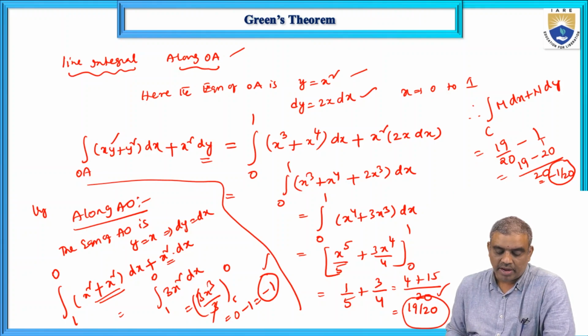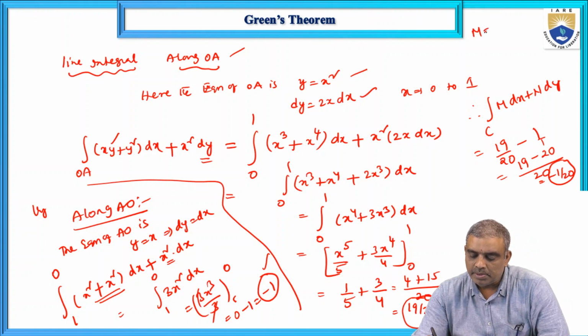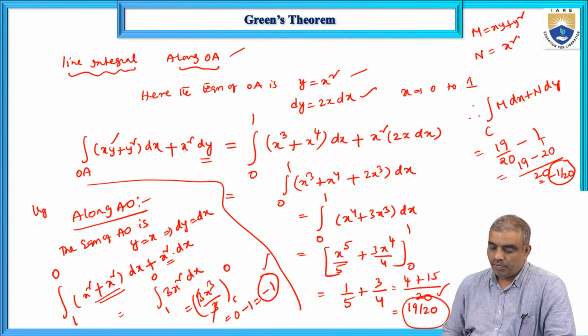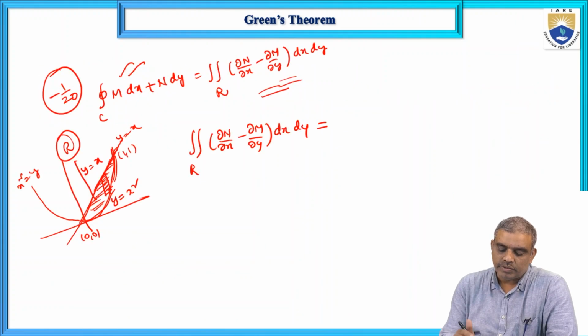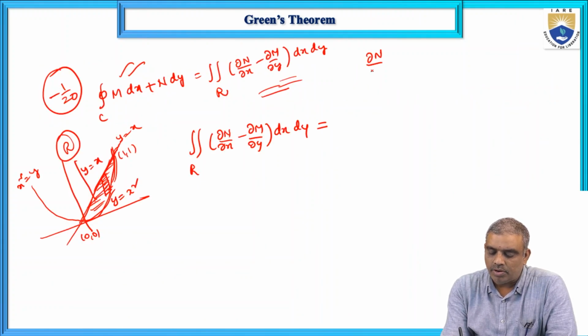M is equal to xy plus y square. And what is N? N is equal to x square. What is dou N by dou x? X square derivative. Dou N by dou x is equal to 2x.